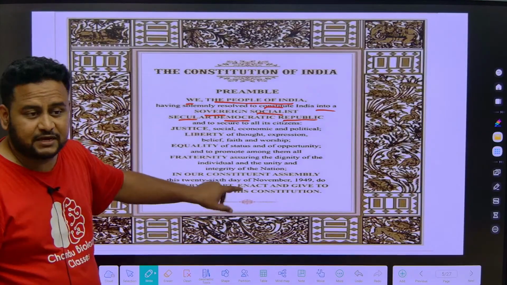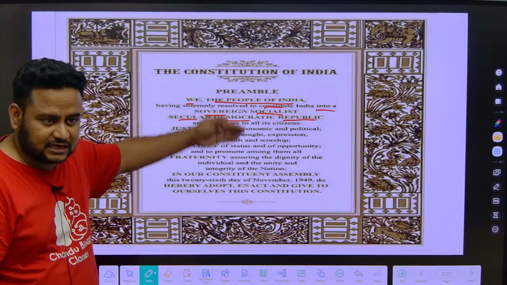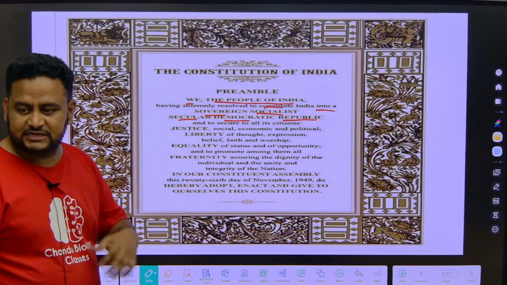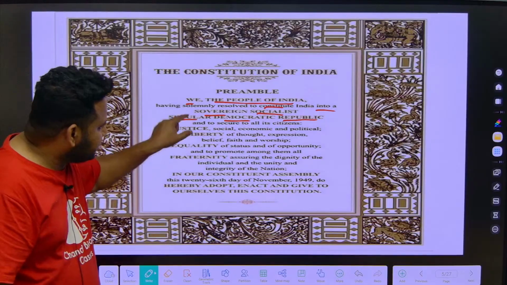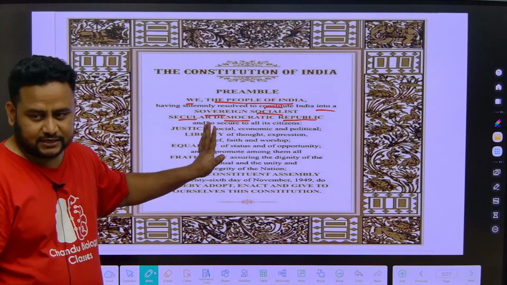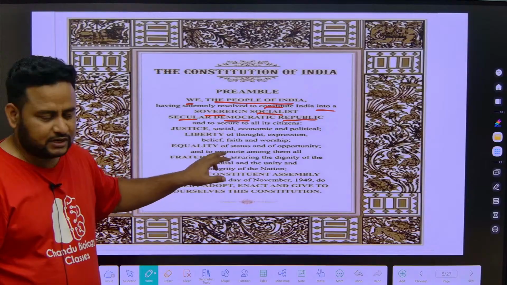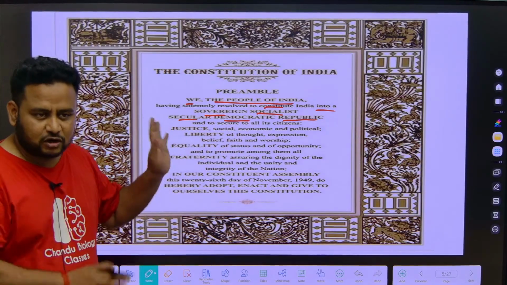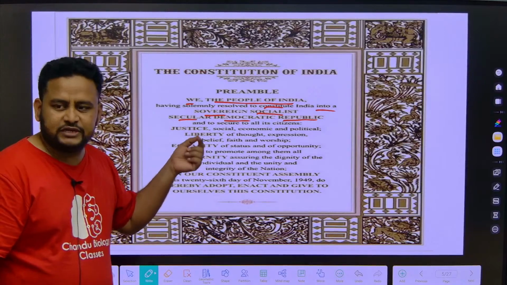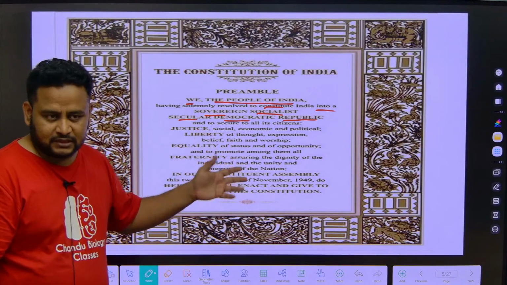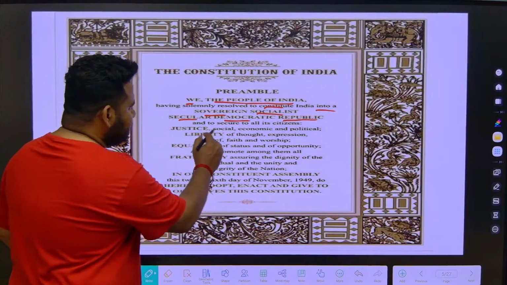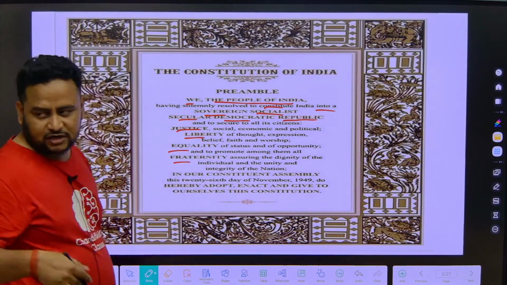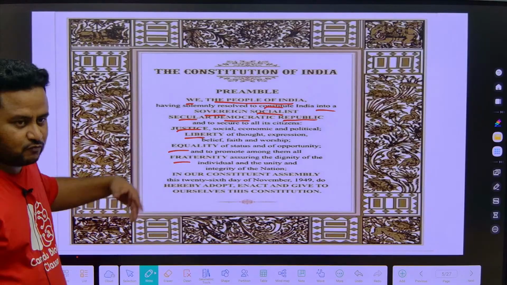This is the current Preamble, as of now. But in the original Preamble, some of the words were not there. That was added through amendment. Each and every word here is very important. When I talk about the Preamble, I have to explain each and every word, which I will do. Then, "and to secure to all its citizens," JLEF. I told you JLEF while talking about the sources of the Indian Constitution. What is that JLEF?